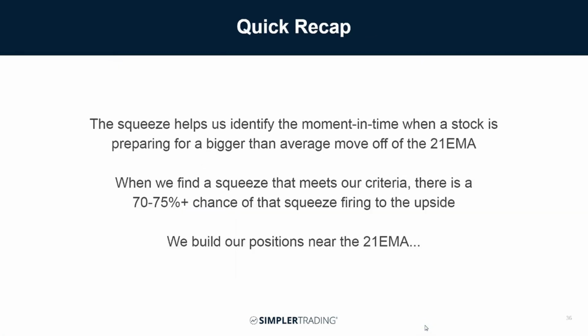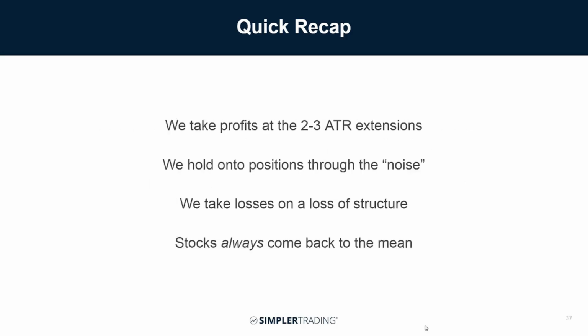Quick recap, okay? Why the squeeze? The squeeze helps us identify that moment in time when a stock is preparing for a bigger than average move, which is 2 to 3+ ATR off the 21 EMA. When we find a squeeze that meets all of our criteria, there's a 70-75% chance in my experience of that squeeze firing to the upside. So we build positions near the 21 EMA, we take profits at the 2 to 3 ATR extensions, we hold on to positions as long as they're holding on to structure, and we take losses when there is a loss of structure.